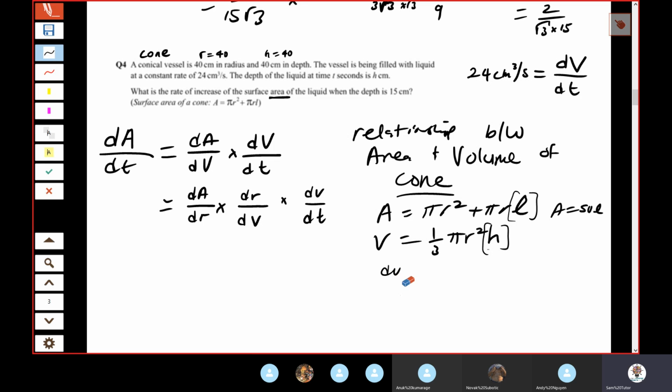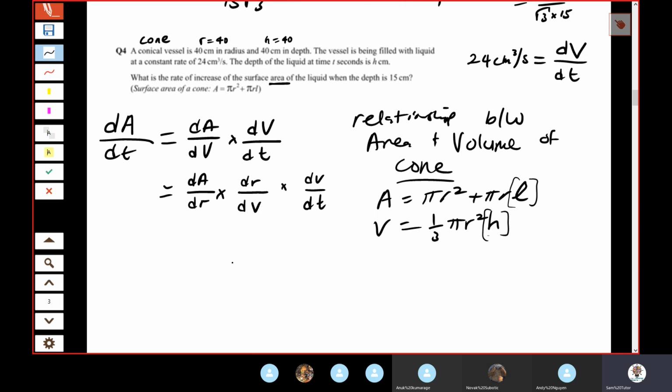No. So L would not be right, and H wouldn't be right because you don't have H here either. The only variables that are the same, sorry, are radius. So you would do dA on dr and dr on dV. Which means now I've got to get rid of L and I've got to get rid of height. Now, I know that the radius is 40, and so let's draw this cone real quick.